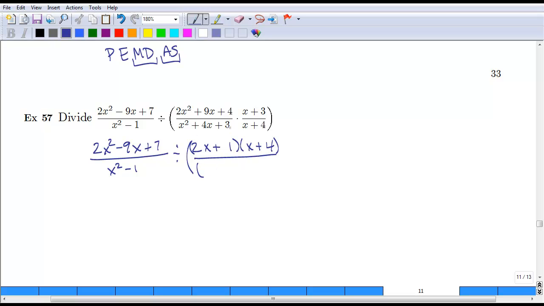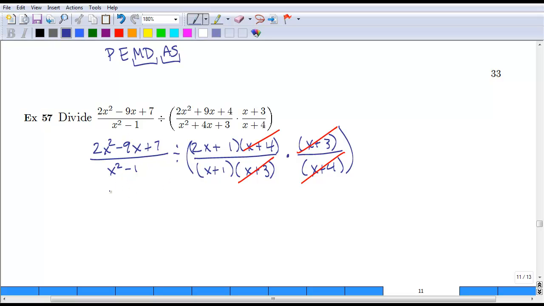In our denominator, factors of 3 that add to be 4 are going to be x plus 1, x plus 3, and then we are multiplying here by x plus 3 divided by x plus 4. So we're multiplying here so nothing flips. Now we can simplify. X plus 3 divided by x plus 3 is 1. X plus 4 divided by x plus 4 is 1. And we're left with our 2x plus 1 inside the parentheses.